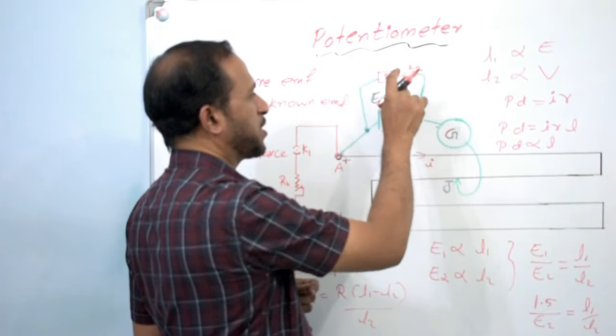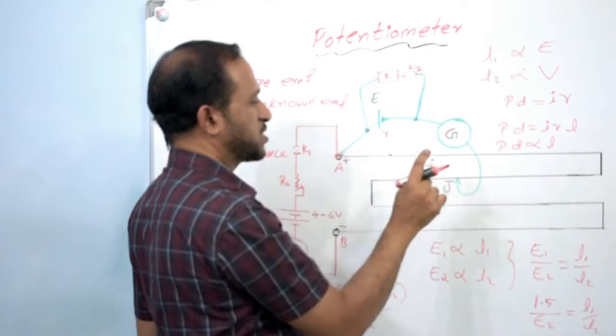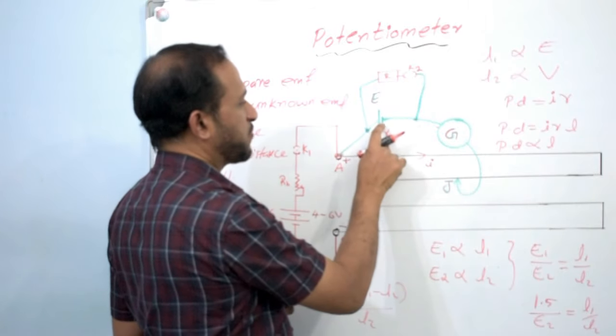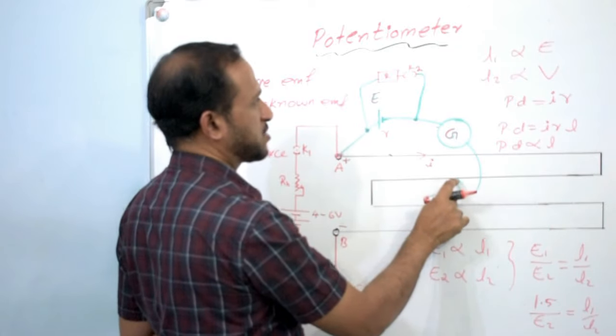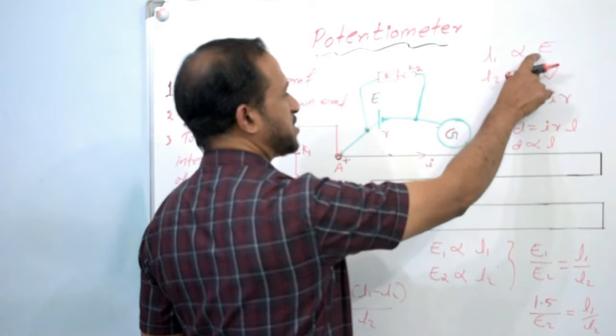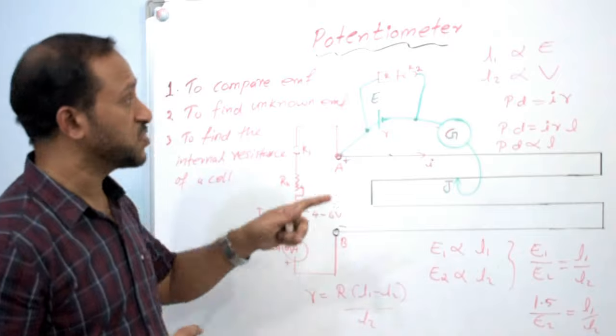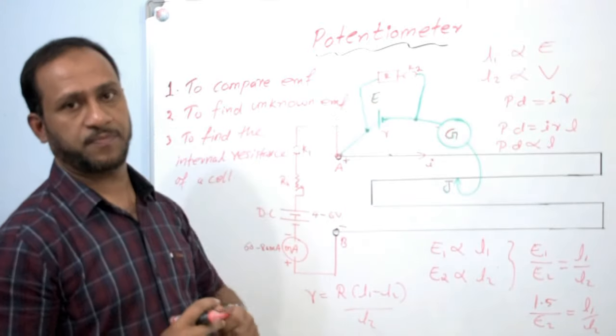If the key is open, not inserted, the EMF of this cell, suppose E is the EMF of the cell, will be balanced by a length L1. So L1 is balancing the EMF of the cell if this key is open.